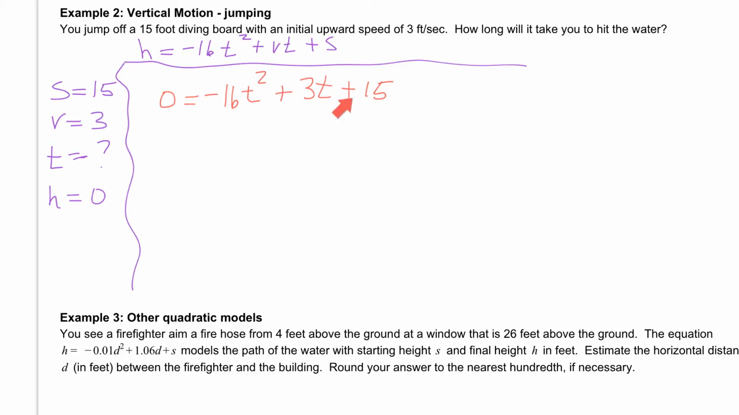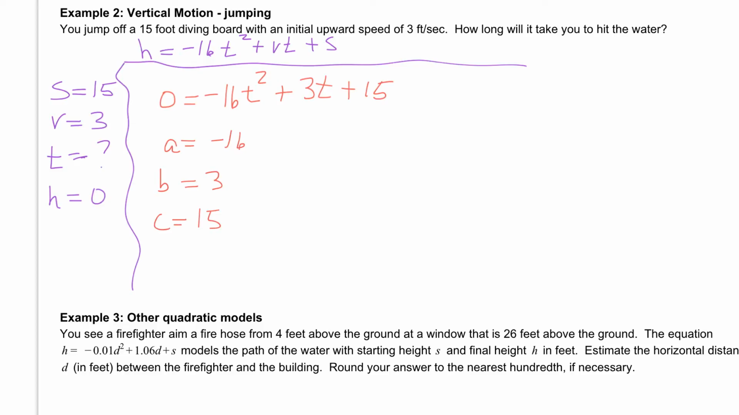Now what we have is a quadratic equation that we can solve using the quadratic formula. So the first thing we want to do is look at what our a, our b, and our c values are so we can use the quadratic formula. So a is negative 16, the number in front of the squared term. b is 3, the number in front of our t. And then our constant, which is our c term, is 15.